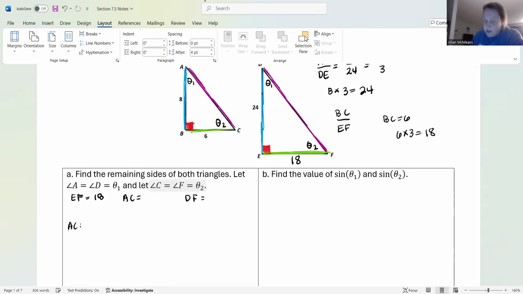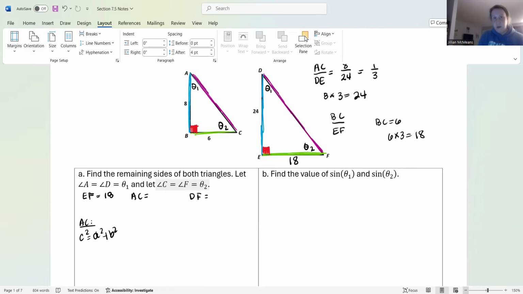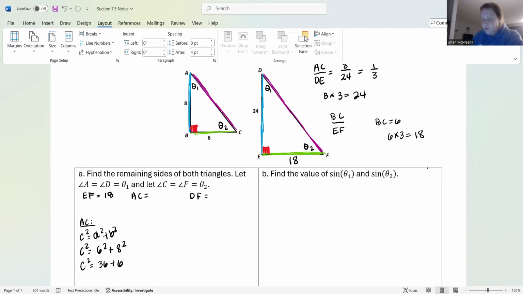So to find AC, we're going to use the fact that C squared equals A squared plus B squared. That's just the regular old Pythagorean theorem. Let me shrink this just a bit so we can see better. We don't know what C squared is. That's always the hypotenuse, but we do know that A is 6, so 6 squared, and B is 8, so 8 squared. So let's see, we get C squared equals, well, 6 squared is 36, 8 squared is 64. I was about to say 46.